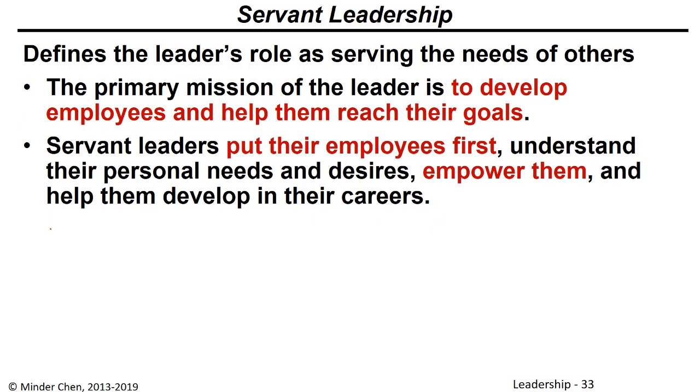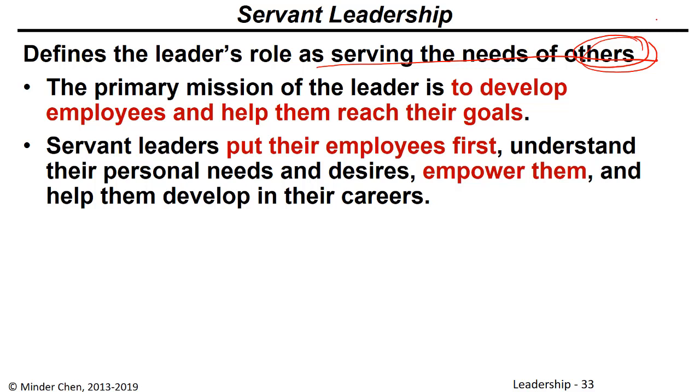The next contemporary leadership approach is called servant leadership. We consider that the leader's role is to serve, as we often say. So the leader is really a servant to the employee or even to the customer that we serve. And so we define the leader's role as serving the needs of others, including employees and customers. The primary mission of a leader is to develop employees to help them reach their goals.